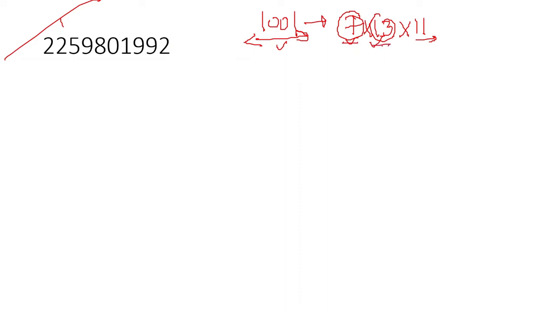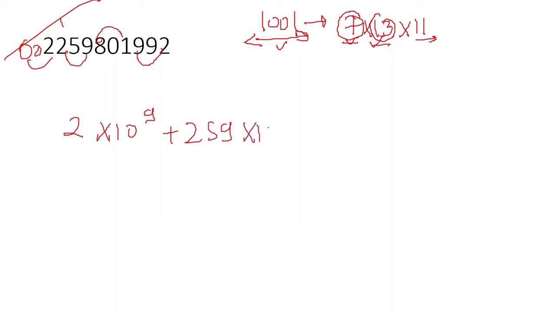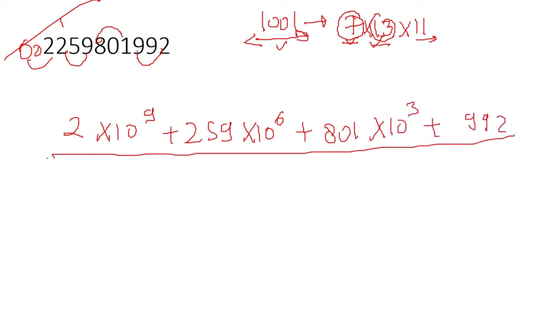But why is this same? Let me just explain this thing. So just again break down this number into 3, 3, 3 and 3. So let's write 2 into 10 to the power 9 plus 259 into 10 to the power 6 plus 801 into 10 to the power 3 plus 9992. We can write the numbers like this. Let's take it for the 7. We are doing it for 7.